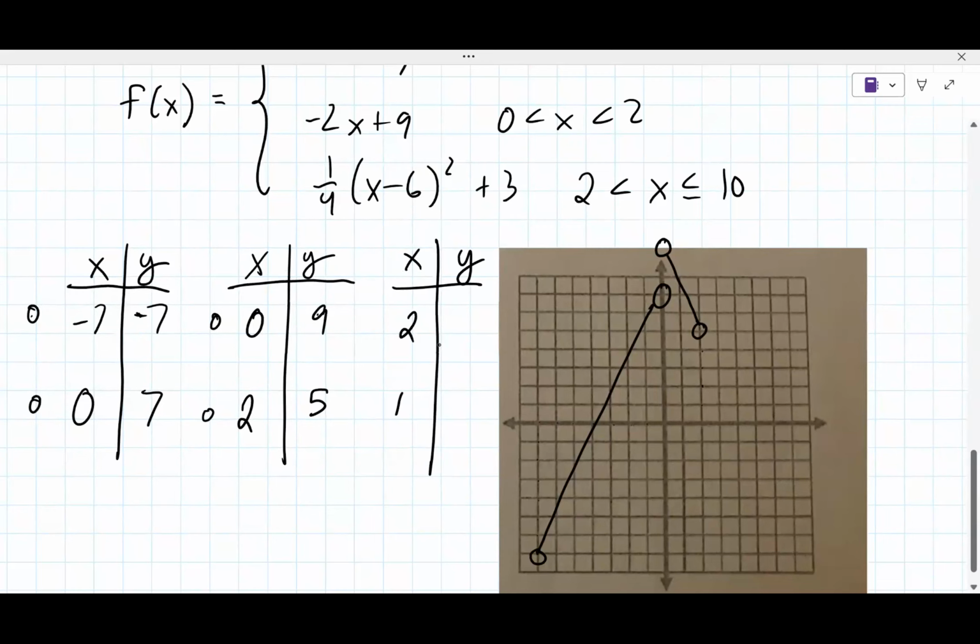All right, so the last piece we're going to evaluate at 2 and 10. So you're putting 2 and 10 into this last piece.